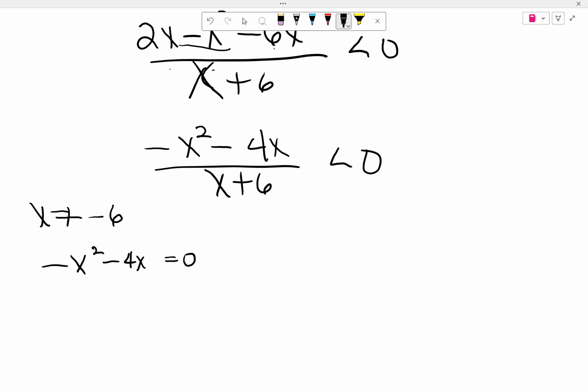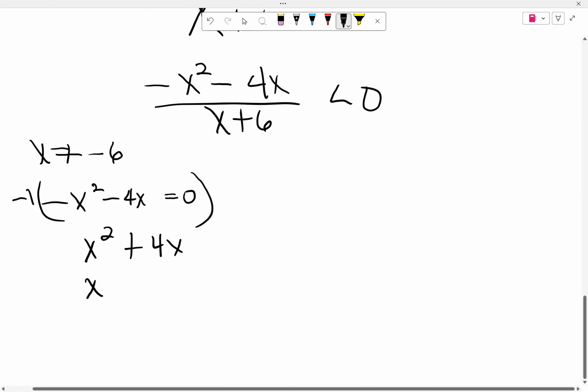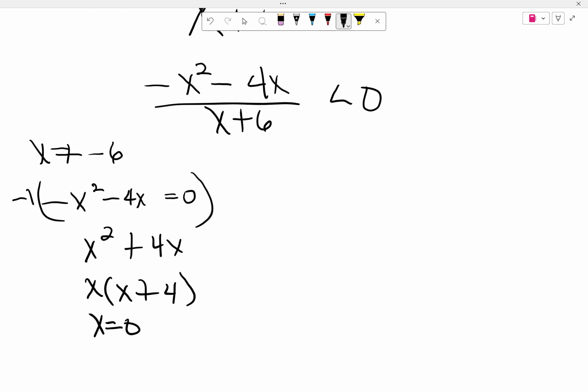That means if I multiply the whole thing by -1, I'm going to end up with +x² plus 4x equal to 0. So this is x times x plus 4. That's telling me that x cannot be 0 and x cannot be -4. So these are the no's.